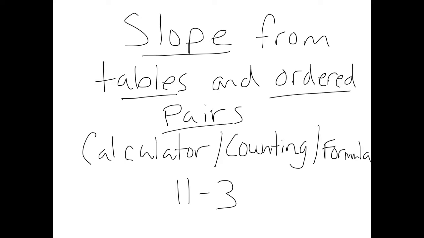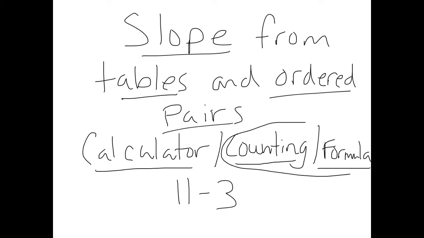This is another video on slope, but this time we're going to be doing slope from tables and ordered pairs. We have three ways that we do this. We can do this using the calculator. We can do this through a counting method that we learned earlier in the year. We can use the slope formula, which we're going to learn here in class. The video is going to focus on these two because you obviously don't have a calculator in your hand right now, and we'll show you the calculator method when you get back into class on Monday of next week.